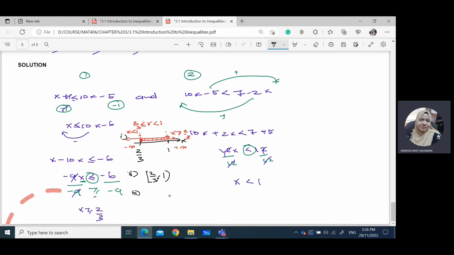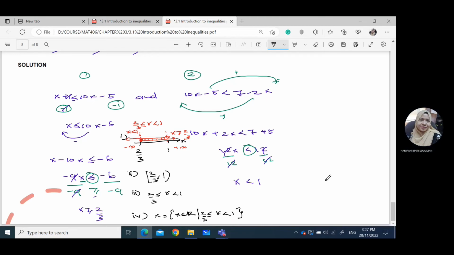Okay, so this one is the inequality form. So inequality form adalah x in between 2/3 and less than 1. Okay, and the last one in the set notation, values of x. Okay, so x is in a real number such that, mesti kena ada garis tu, itu adalah such that. Apakah nilai-nilai x? So, x is greater than or equal to 2/3 and less than 1. Okay? Right, so ini jawapan dia.